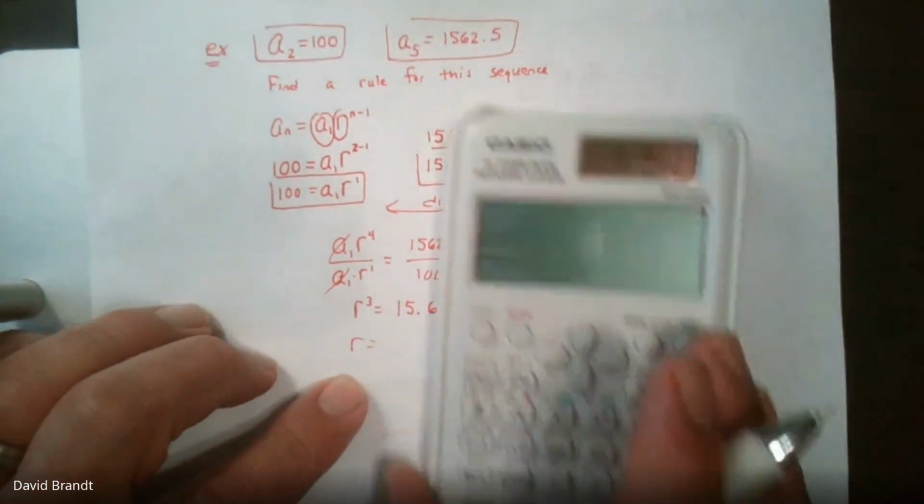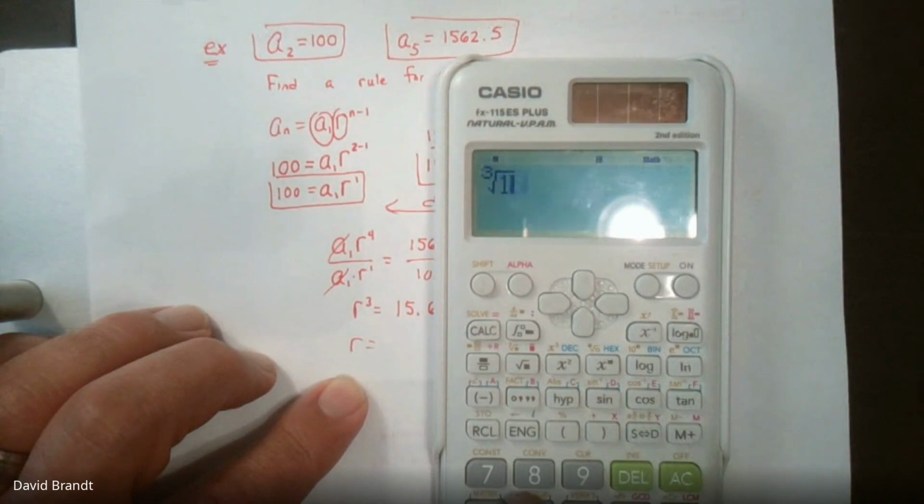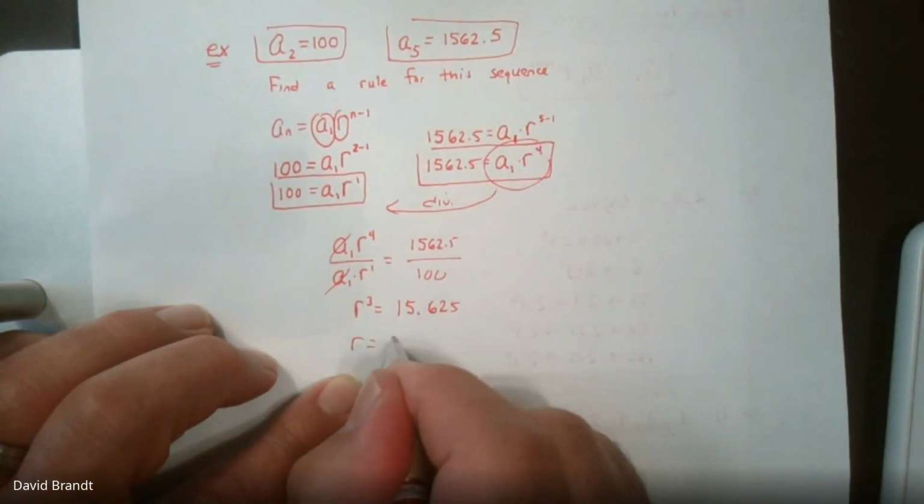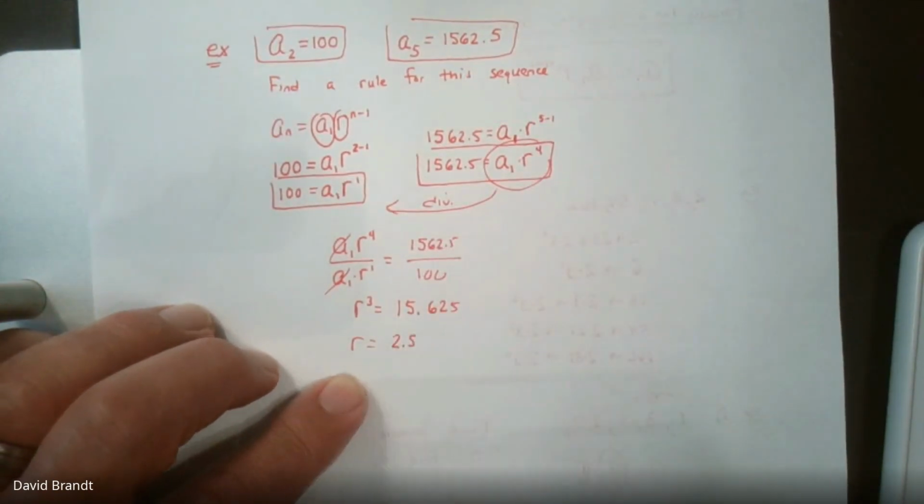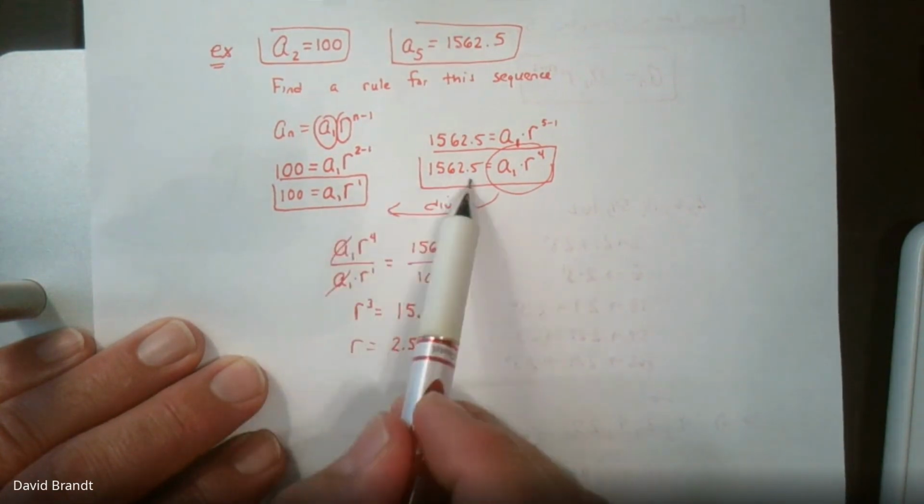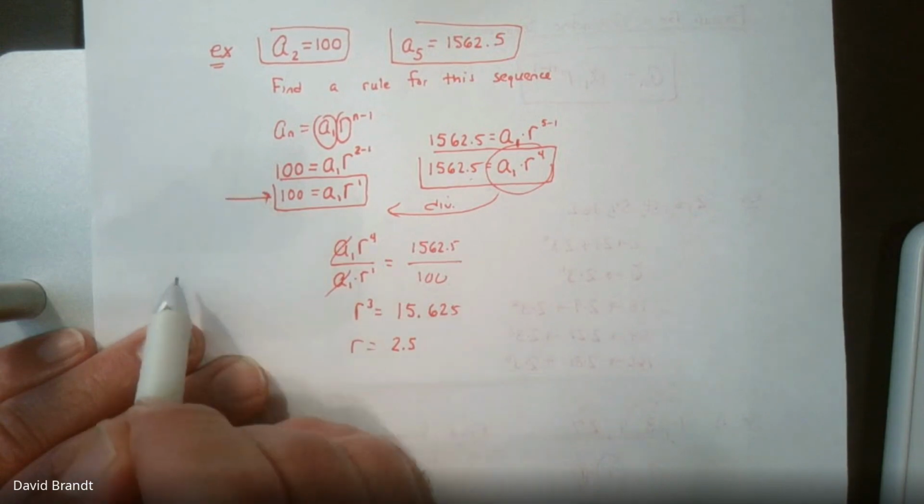All right. Now, you can take the cube root on Desmos. So I'm going to use my calculator here. My cube root button is right here. You can get it on Desmos as well. 15.625. What's the cube root of that? 2.5. So my ratio, R, is 2.5. I still need to figure out what A1 is. I can use either one of these two equations to figure out what A1 is. I'm going to use the easier of the two. I'm going to use that one.